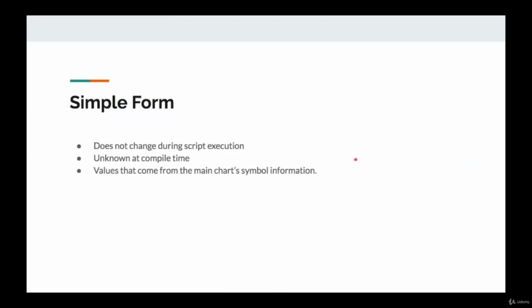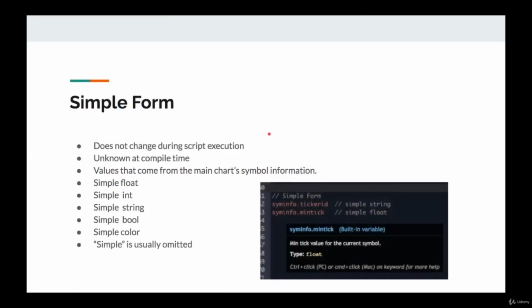The last form is the simple form, and this one does not change during script execution. It's unknown at compile time. These are values that come from the main chart symbol. So these come as simple floats, simple ints, simple strings, simple bools, and simple color. And simple is usually omitted.